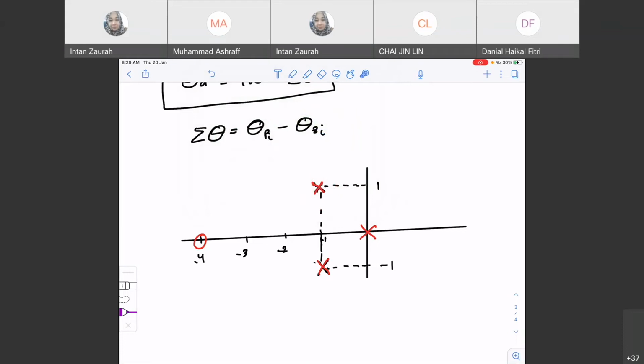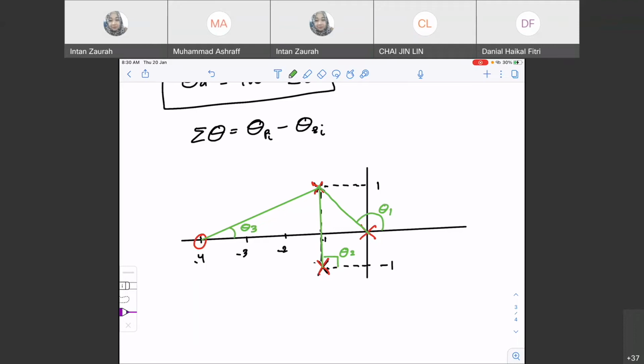Okay, so if I want to know that angle of departure from there, what I want to do is I will take this pole and connect it with all other poles and zeros. Okay, so that is how I connect to them. Then the angle of departure is actually this angle here. From horizontal to that, there is theta 1. From horizontal to that, that's theta 2. Then from horizontal to that is theta 3.